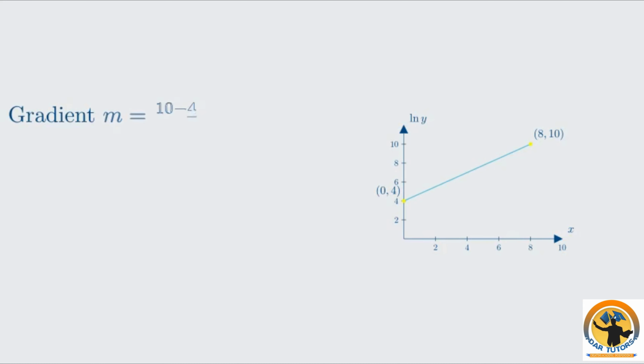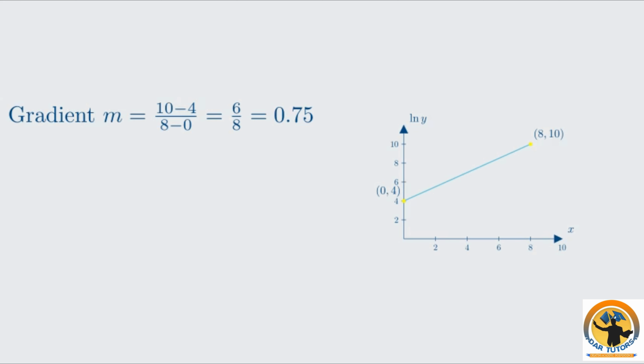Let's work through an example of an exponential model. Suppose we have a graph showing the natural logarithm of y against x. The graph shows a line that intersects the y-axis, or ln y-axis, at 4 and passes through the point 8, 10. First, we calculate the gradient. The gradient m is the change in ln y divided by the change in x. That's 10 minus 4 divided by 8 minus 0, which is 6 over 8, or 0.75.